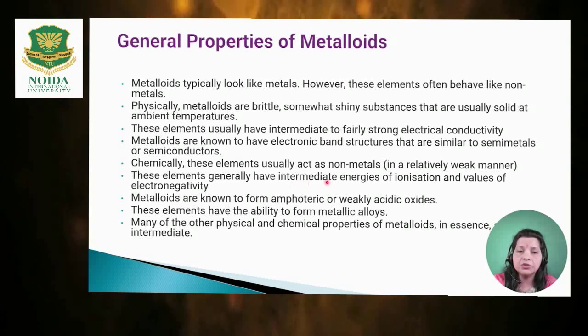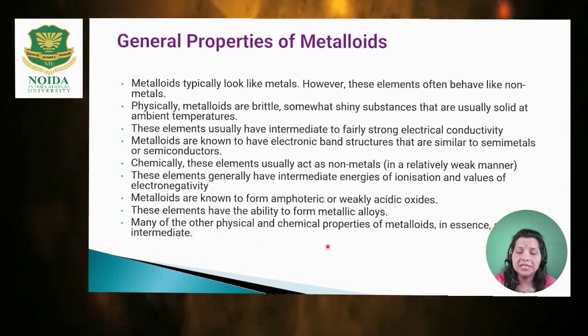Metalloids are known to have electronic band structures that are similar to semi-metals or semiconductors. Chemically, these elements usually act as non-metals. These elements generally have intermediate ionization energies and electronegativity values. Metalloids are known to form amphoteric and weakly acidic oxides. These elements have the ability to form metallic alloys.